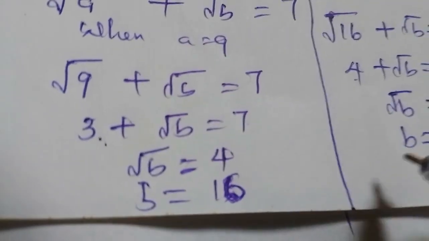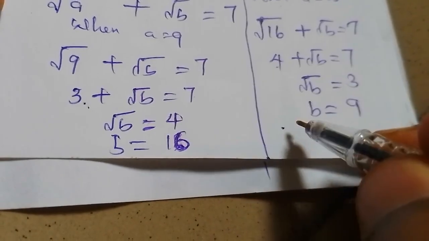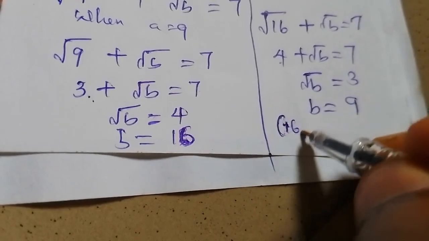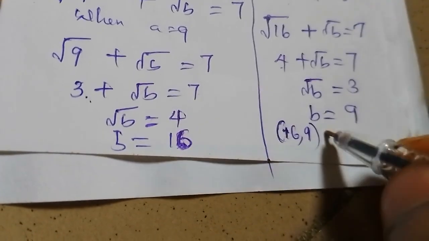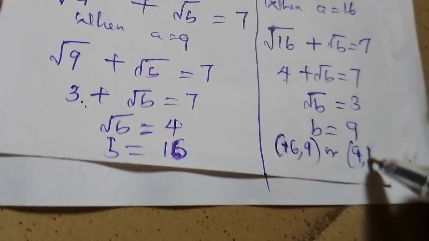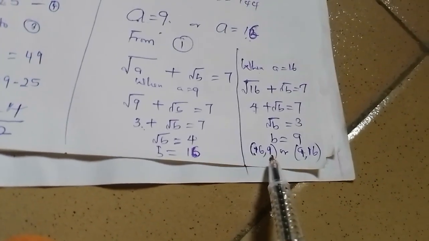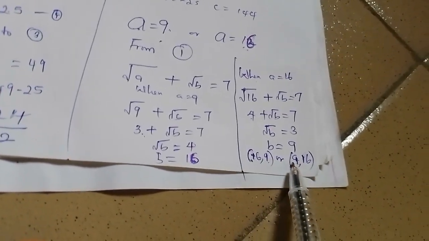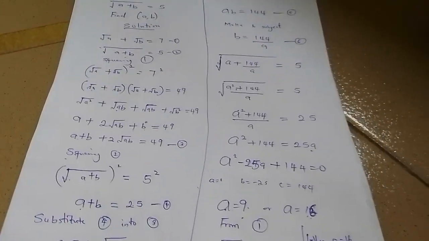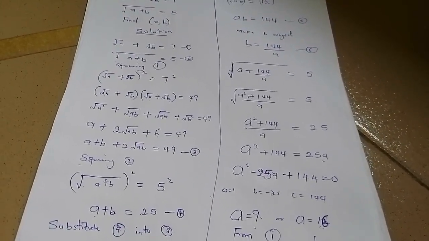So now what we are saying is that the values of A and B now are either 16, 9 or 9, 16. That means that when A was 16, B is 9. When A was 9, B is 16. And that will be the end for today's question.